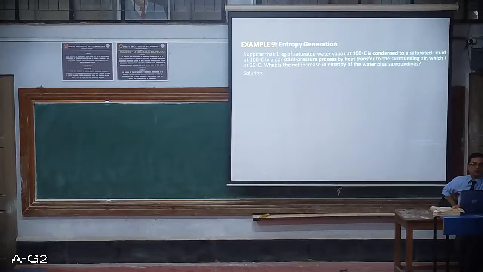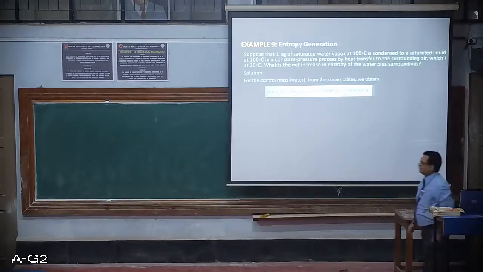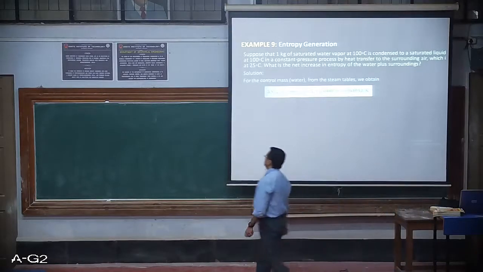So here you have 1 kg of water vapor and it is condensed to saturated liquid. That means heat is lost from the system to the surroundings. So in this case, you are supposed to find out the entropy generation. The solution is that now water is the system under consideration, or what we can call the control mass. From the steam table we can calculate. Okay, so let's find out.